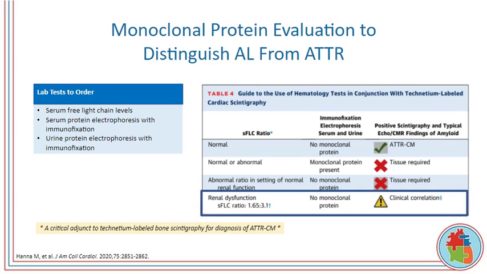As shown in the bottom row of this table, there are certain circumstances where the SPEP and UPEP are negative, but the serum-free light chain levels are abnormal, but we're not sure if this is due to a monoclonal gammopathy or if it's due to renal dysfunction. And in this case, clinical correlation is required, and this is usually done in collaboration with a hematologist or oncologist.